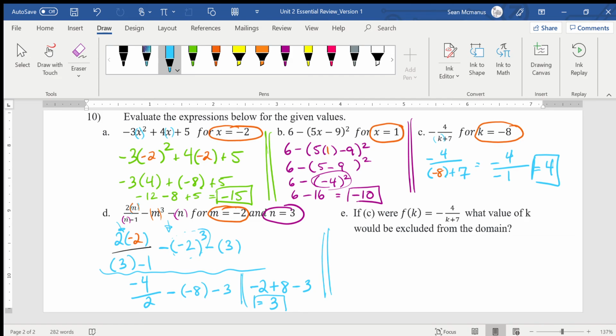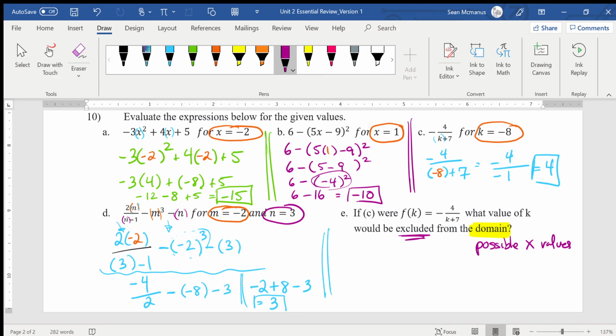And then the last one, in part C, if f of k equaled -4 over k plus 7, what value of k would be excluded from the domain, right? So we haven't talked a lot about domain in the recent weeks. We did before the last chapter, right? But remember, domain means what are the possible x values, right? Well, this is asking me what would be excluded.